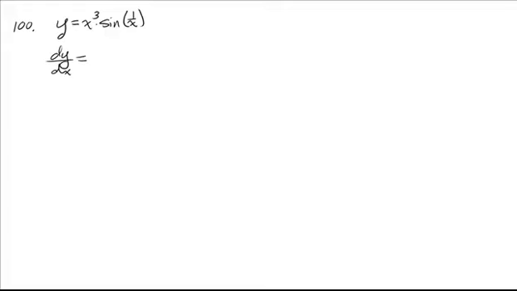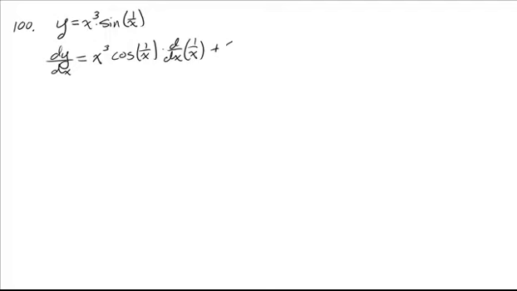So dy/dx. Product rule says leave the first part alone, so I'm going to leave the x cubed alone, times the derivative of sine of 1 over x. So here's where our chain rule comes in. The derivative of sine is cosine. Leave the inside alone, times the derivative of the inside. We'll take that in the next step.